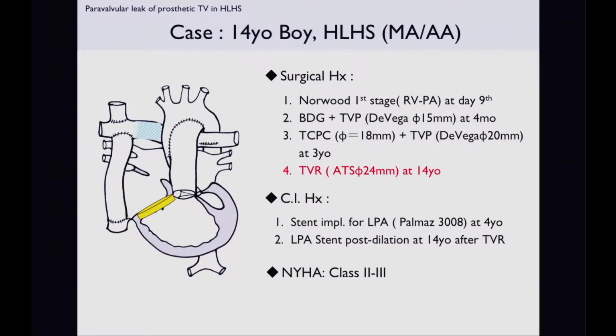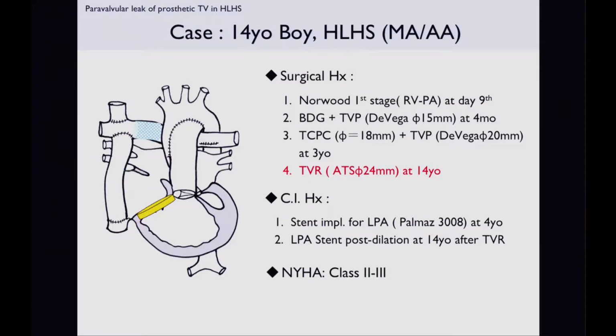This is a 14-year-old boy. His surgical history: the first stage operation was done on day 9, then a bidirectional Glenn with tricuspid valvuloplasty at 4 months old. At 3 years old, he had the extracardiac TCPC with tricuspid valvuloplasty again, but he developed significant tricuspid regurgitation, and then had a TVR using a 24 millimeter ATS valve at 14 years old. He also had stent implantation for the left PA at 4 years old, and left PA stent post-dilatation at 14 years after the TVR, as it was compressed by the surgery.